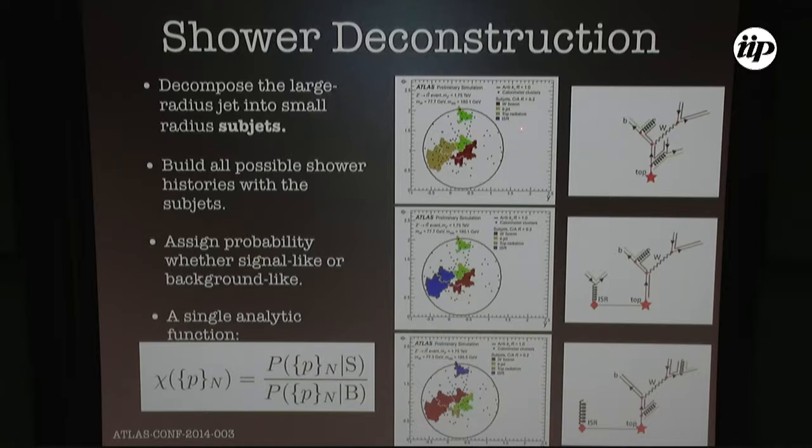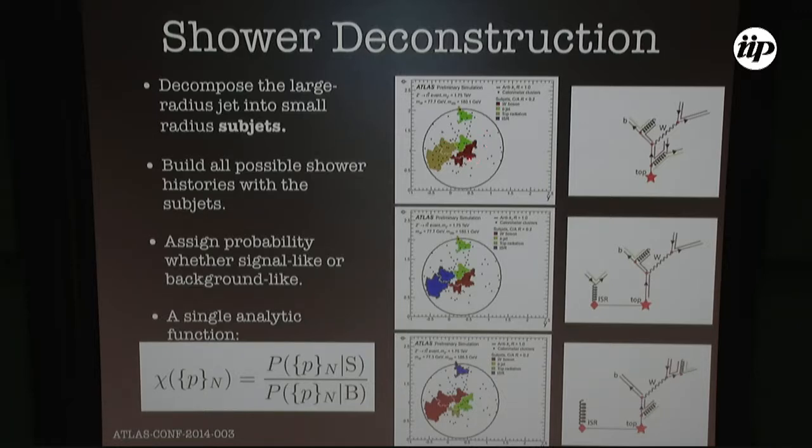So we have a final state, and we can go back to the initial state in many different ways. Each of them essentially is called a shower history. We can ascribe different objects to different subjects, consistent with all the Sudakovs and all the DGLAP splittings. They have to make sense, so it's consistent with QCD.